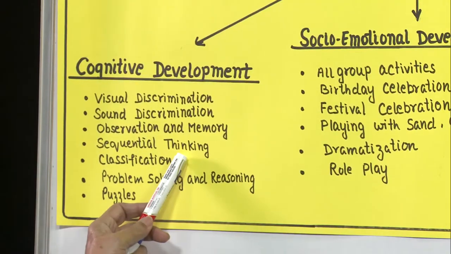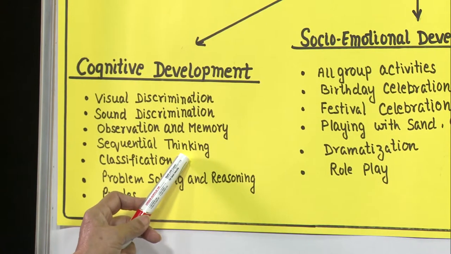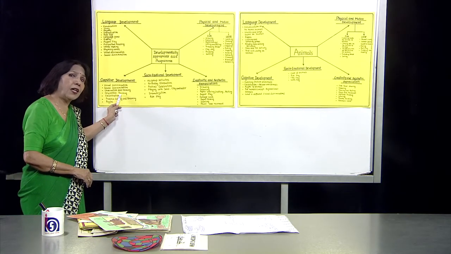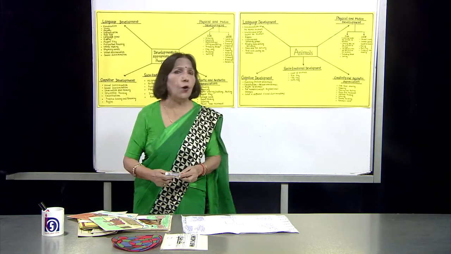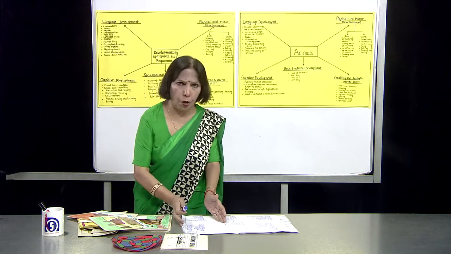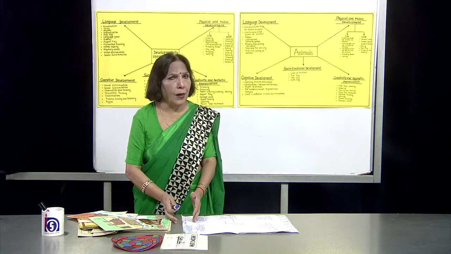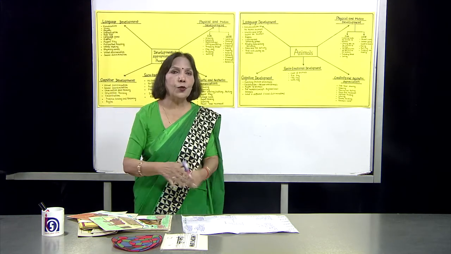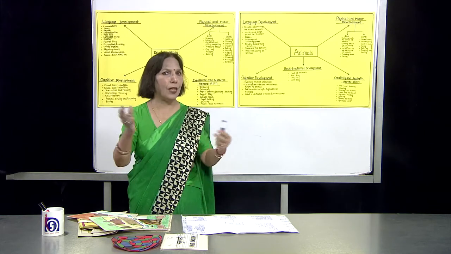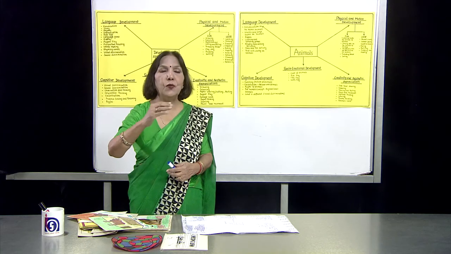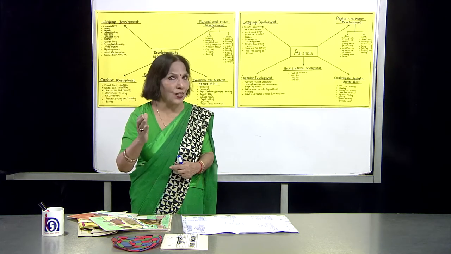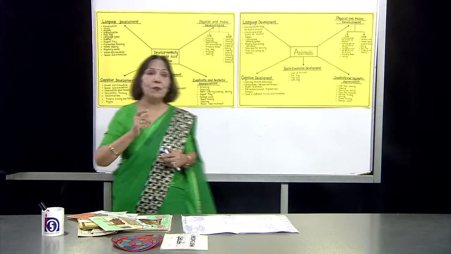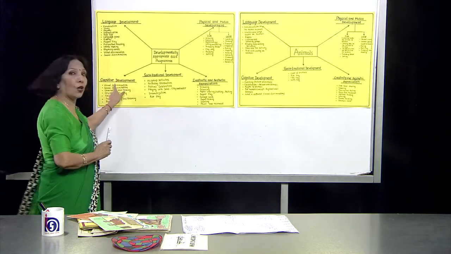Now sequential thinking. What is sequential thinking? When you describe any story, ask the children: since morning, what have you done up till now? You woke up early in the morning, you brushed your teeth, you took a bath and you took breakfast, you dressed up and you came here. One by one, you are describing the incidents. This is called sequential thinking. You are thinking in sequence order. So, this is also very important for cognitive development.